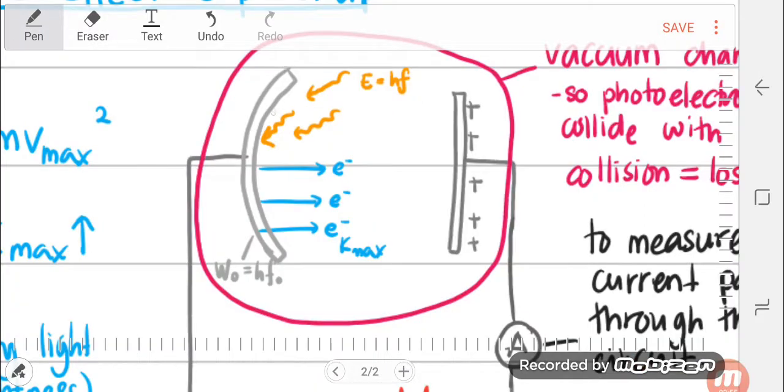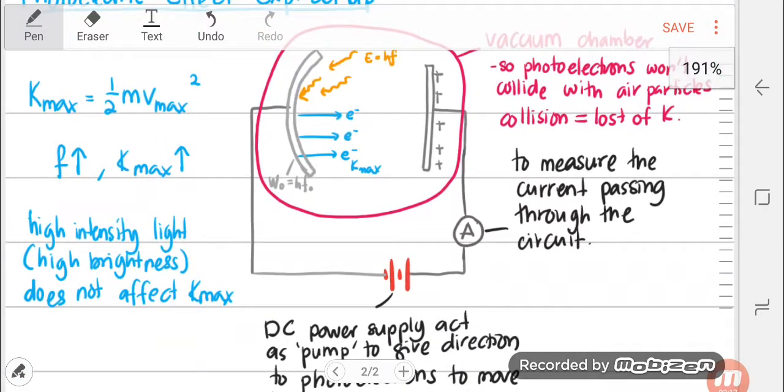Now sometimes a setup is made of curved metal like this. This is to give more surface area for the photons to strike on. So as the surface area increases, the number of photoelectrons also increases. So this will give out more current to the circuit, and we can see a bigger value of current.